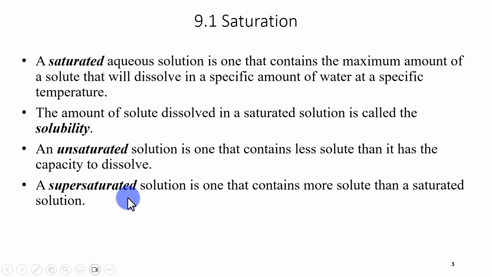A supersaturated solution is one that contains more solute than a saturated solution. We can obtain this not by varying the amount of water, but by increasing the temperature. So if I increase the temperature, I can actually add more solute that can be dissolved in a certain amount of solvent, and I can create a supersaturated solution where I have more solute than I should have for that particular amount of solvent, and it can only happen because I'm increasing the temperature.